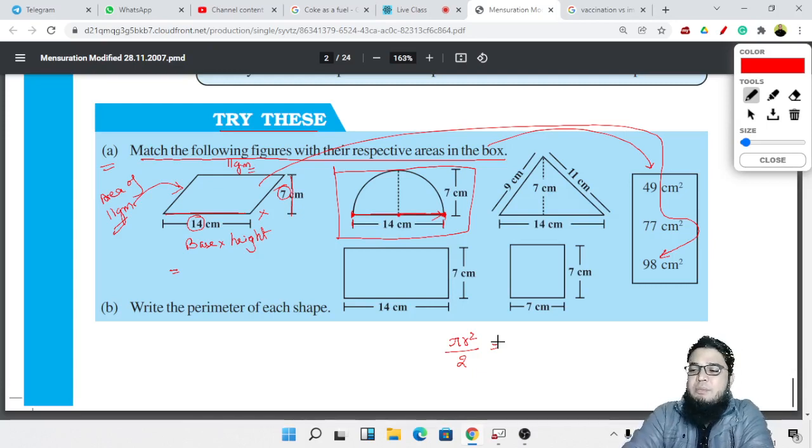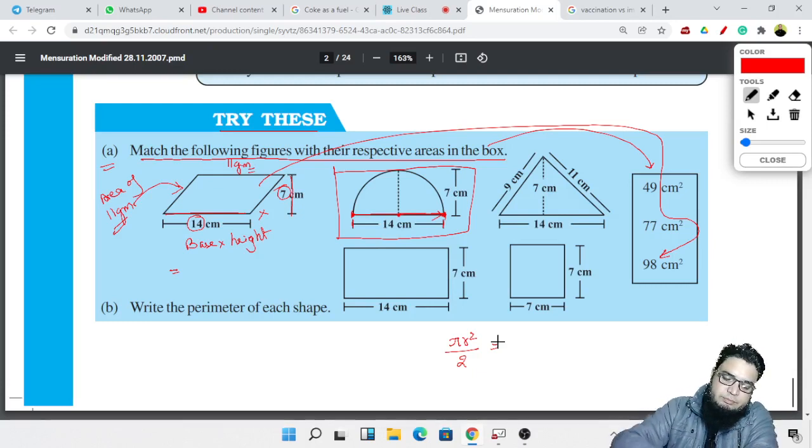It must not take so much time. 12. How? Just send me. WhatsApp me. How it is coming 12. This is the simple calculation, beta. Pi r square by 2. You must be able to do that. Send me the WhatsApp. Let me see what you have done.